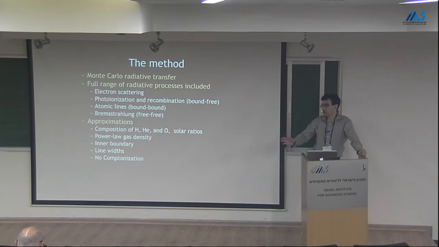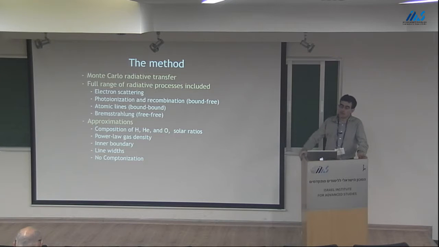Not that we don't think they could be important for some of the details of the lines that we see, but I think a lot of the general results still hold even with just the limited composition that we're looking at. We are using solar composition, so the hydrogen in all of the calculations I'm going to show you is about 10 times as numerous compared to the helium by number density. I already explained the power law gas density, the inner boundary.